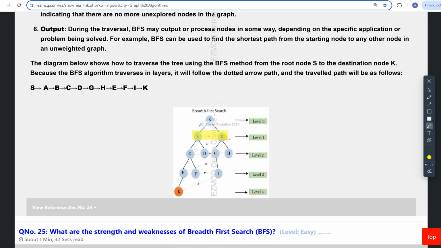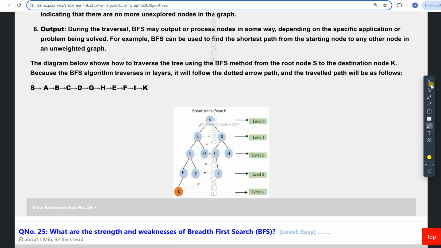So this is one level, then another level, then another level. Basically, the starting node, then A, B at one level. C, D, and G, H is another level, and then E, F, I is another level, and then we finally have K. So this is the level by level traversal of a breadth first search.